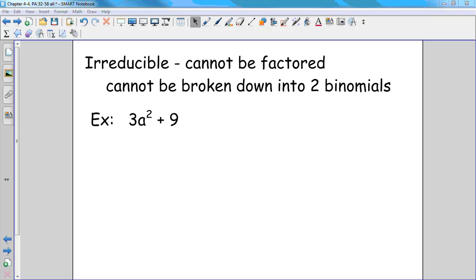Irreducible. Cannot be factored, cannot be broken into two binomials. What you did today for homework: not all quadratics can be broken into two binomials. For example, I can pull out a greatest common factor here. What is the greatest common factor? Fish out a greatest common factor.